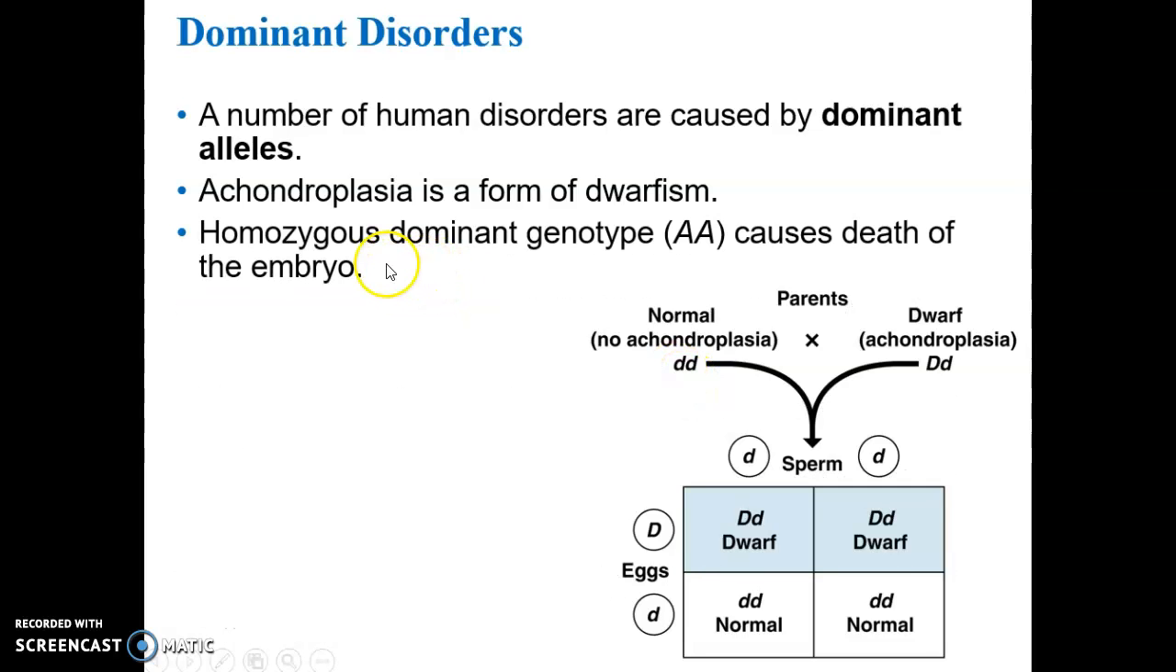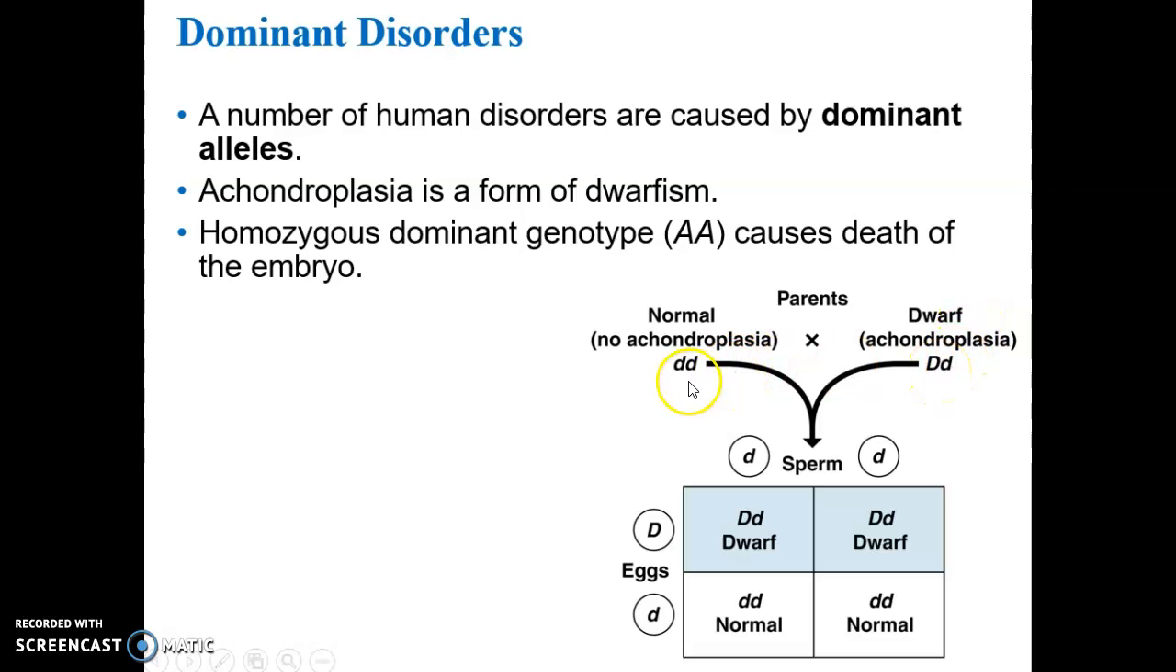So notice the homozygous dominant genotype actually causes death of the embryo. Why? Because if the individual is homozygous dominant, it isn't born. The individual dies. So this is a dominant disorder that actually is fatal to the embryo if the individual is homozygous dominant. So the only survivable situation is going to be heterozygous, and those heterozygotes are going to be dwarfs.